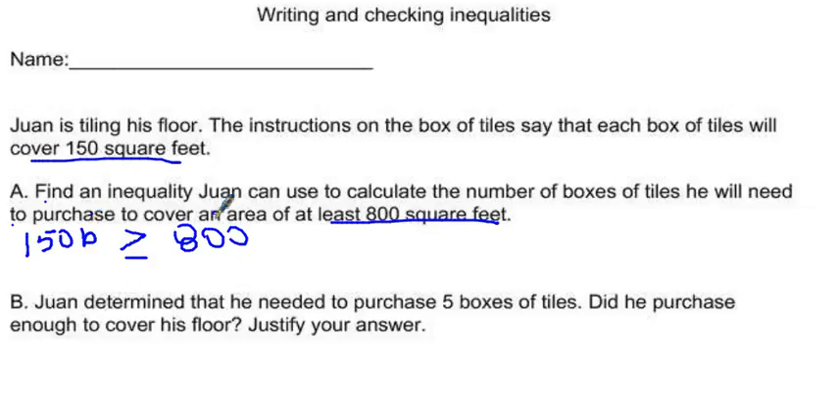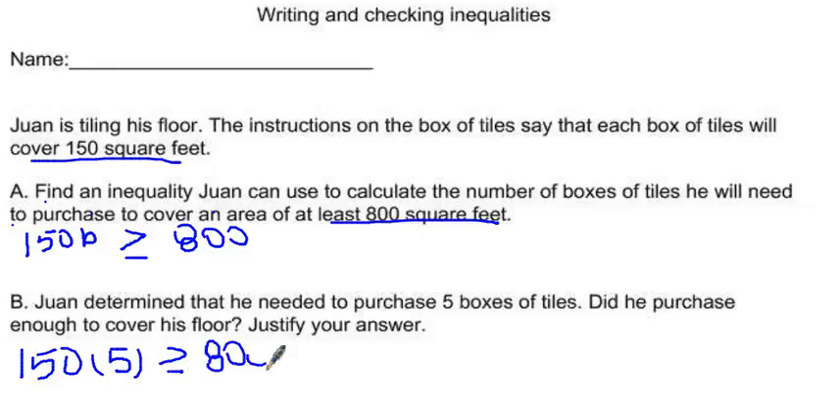Well, part B says that Juan determined that he needs to purchase 5 boxes of tiles. Did he purchase enough to cover his floor? So let's see. Our inequality will tell us. We've got 150, and we're going to multiply that by 5. So instead of B, we're going to replace B, and this will be 150 times 5, and we'll say that it is greater than or equal to 800.